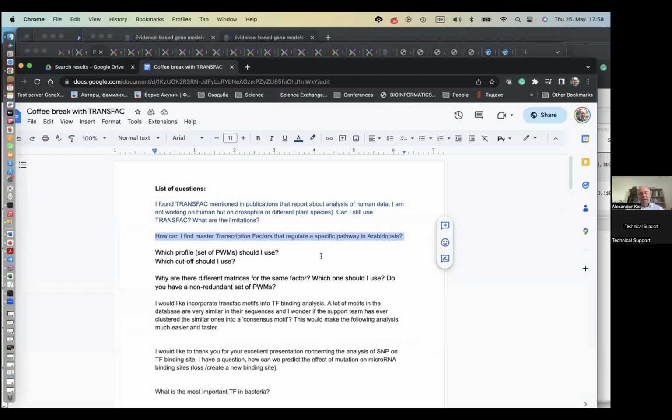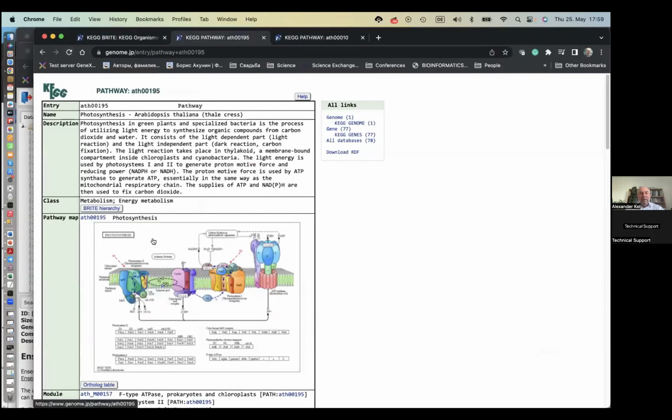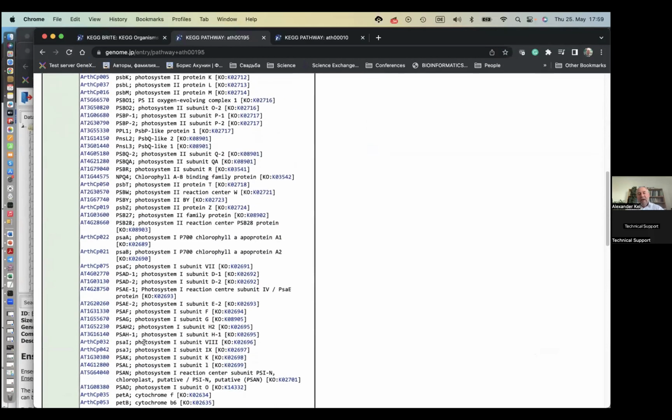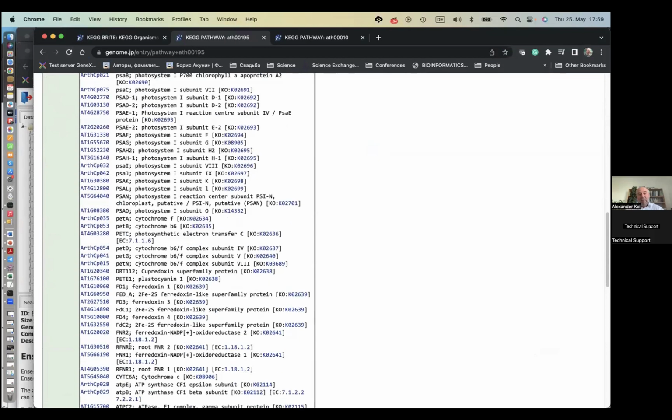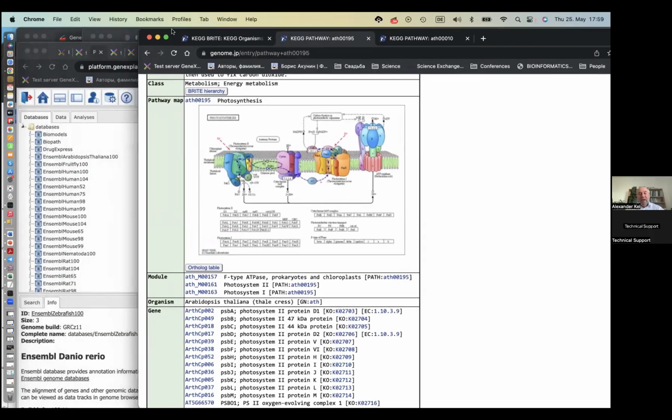So concerning the pathways, for instance, for Arabidopsis. In my experience, the best database for pathways for many organisms is still KEGG. So for instance, in KEGG, I looked recently for various pathways, and this is the big pathway for photosynthesis for Arabidopsis. What is good here is that it also shows the list of all genes which are working in that pathway. So you can download this list and upload it into our system, and that will be a list of genes which are working in that pathway.